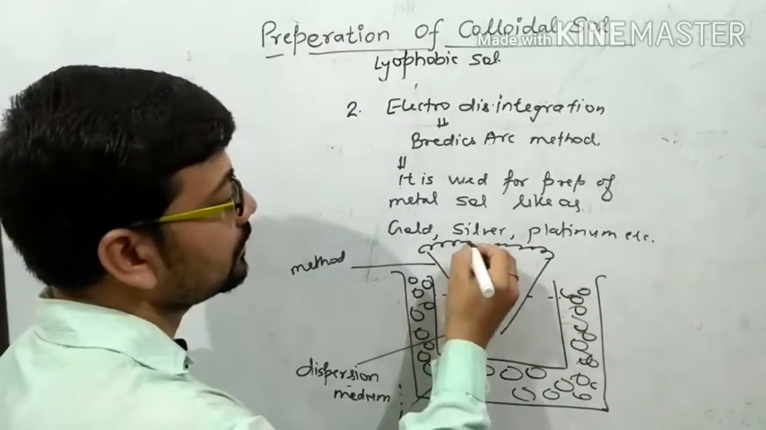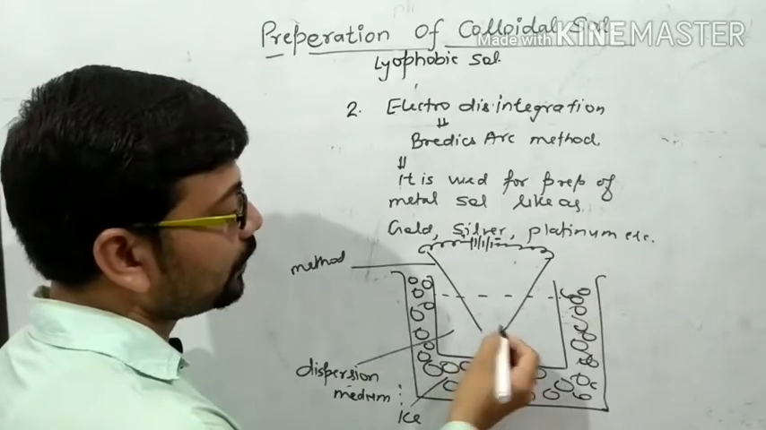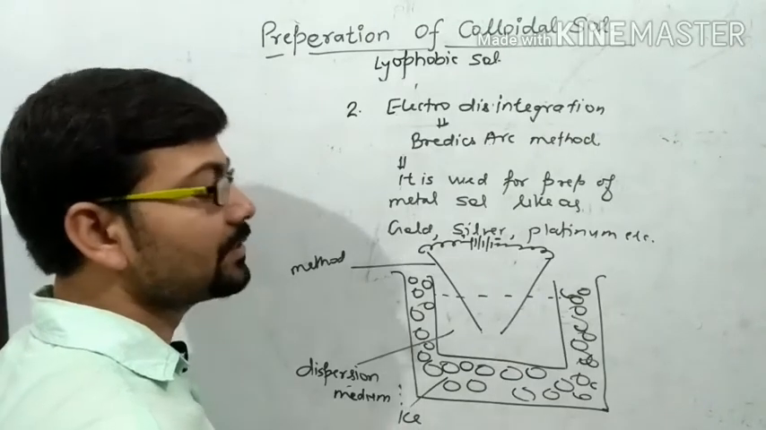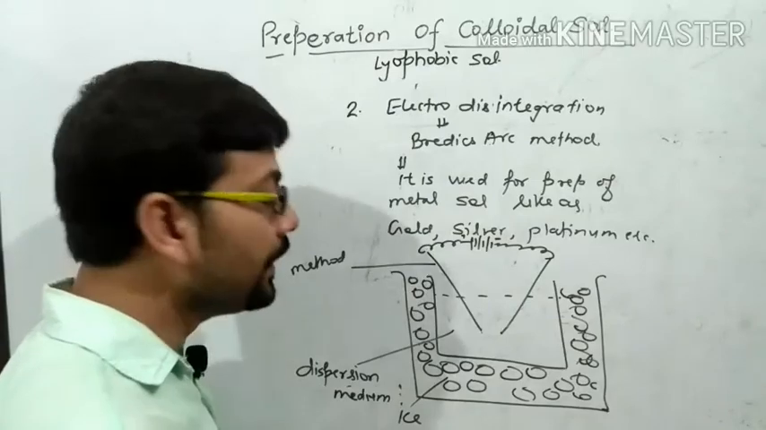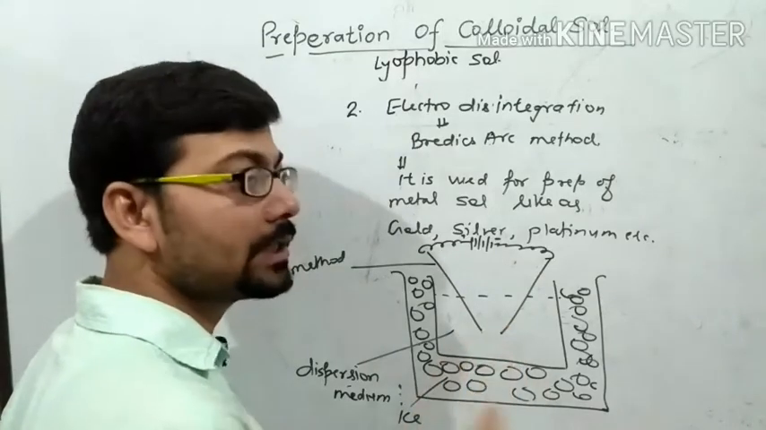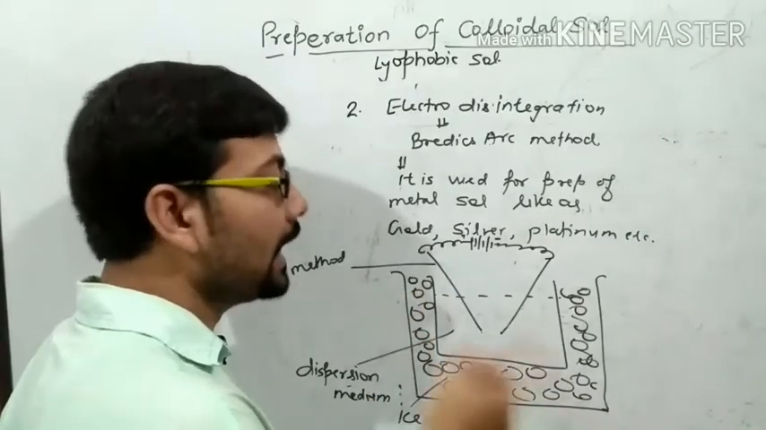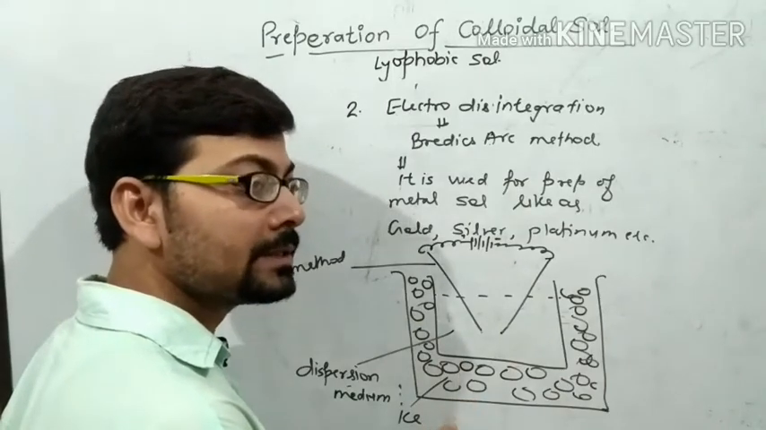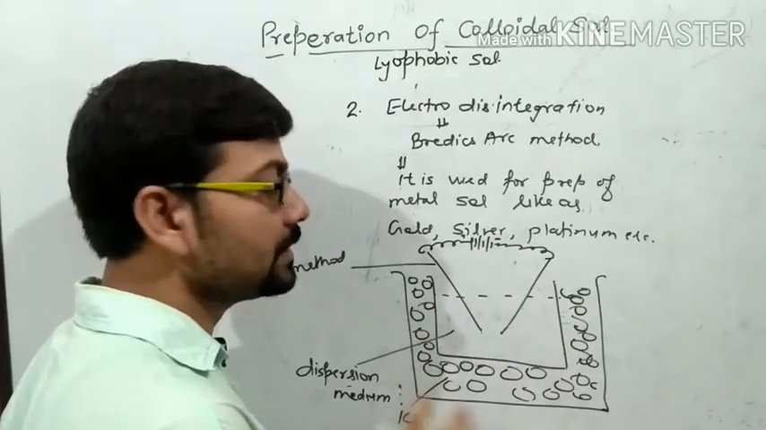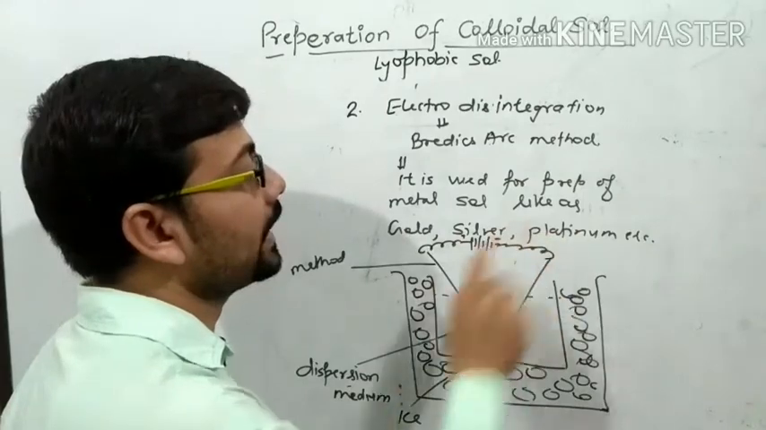Right? This is connected with the plus and minus. When these rods touch, then an electric arc will be produced. This electric arc produces much more heat. That's why this metal gets converted into vapor form. And due to the presence of the ice water bath, that metal vapor is condensed into metal particles in this dispersion medium, which are in the colloidal range. That's why we make the colloidal sols of gold, silver, and platinum.